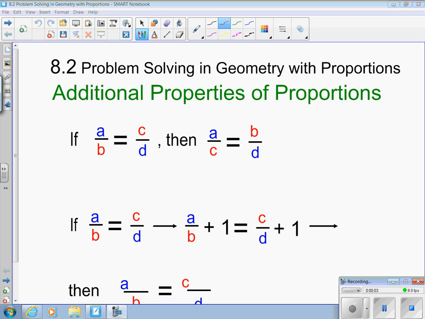8.2, problem solving in geometry with proportions. So we talked about proportions in the last section, and there, two ratios are set equal to each other. So the properties we're going to start off with talking about.